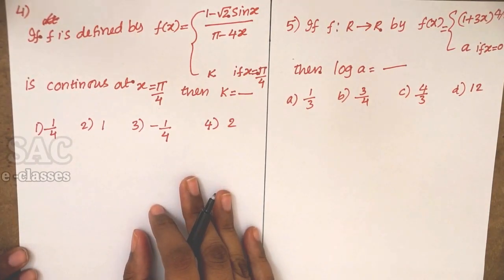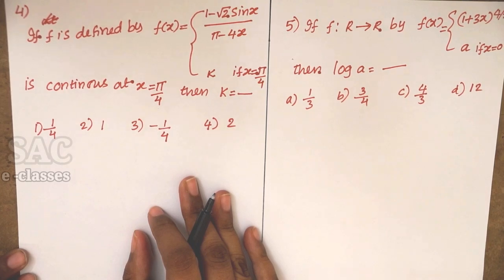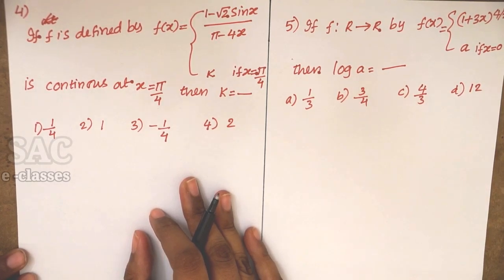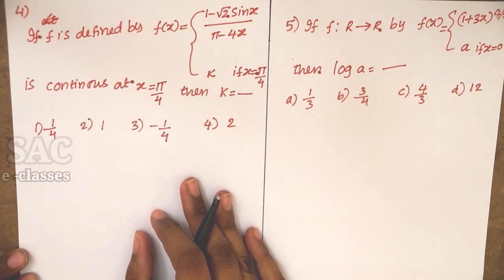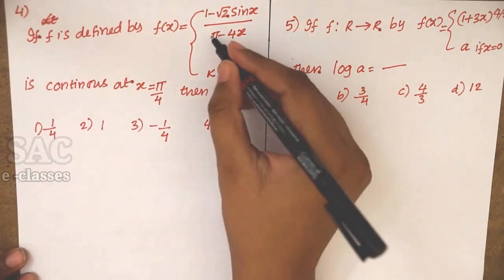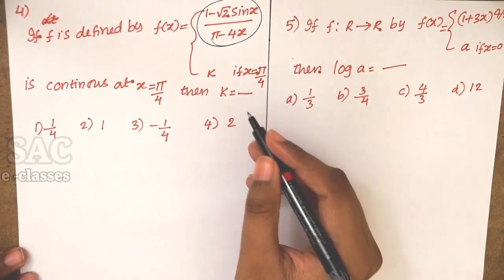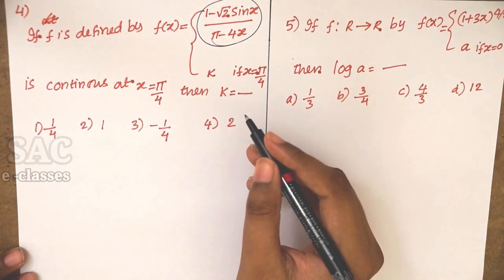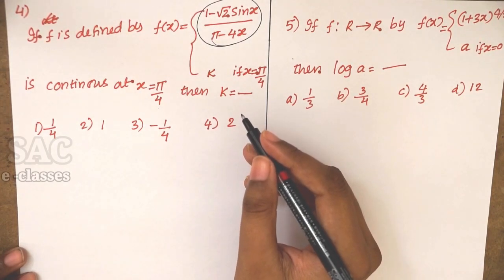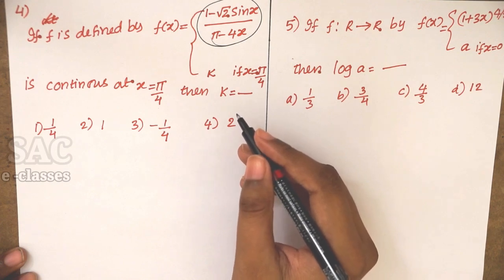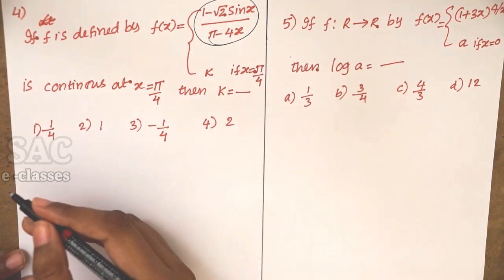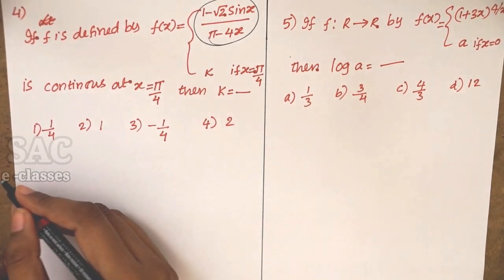Look at the fourth problem. The function is continuous at x equal to pi by 4. If x is not equal to pi by 4, the function is (1 minus root 2 sin x) by (pi minus 4x). At what value of k is that function continuous? They are asking you.